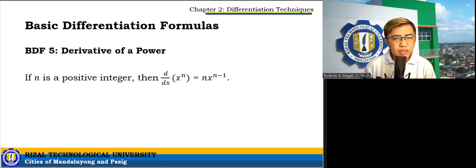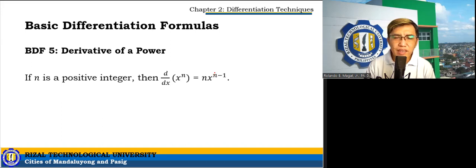So if n is a positive integer, take note that n belongs to the set of positive integers, then d over dx of the function x to the n power is equal to n times x raised to n minus 1. So anong nangyari dito? Yung exponent ng x, which is n, minultiply lang natin siya dito sa kanyang numerical coefficient, which is 1. And then nagbawas lang tayo ng isa sa exponent. Kaya yan ang iyo pong papalatandaan kapag dating sa differential calculus.